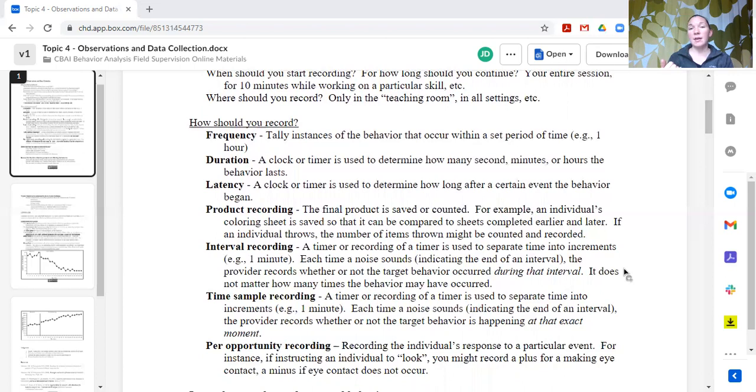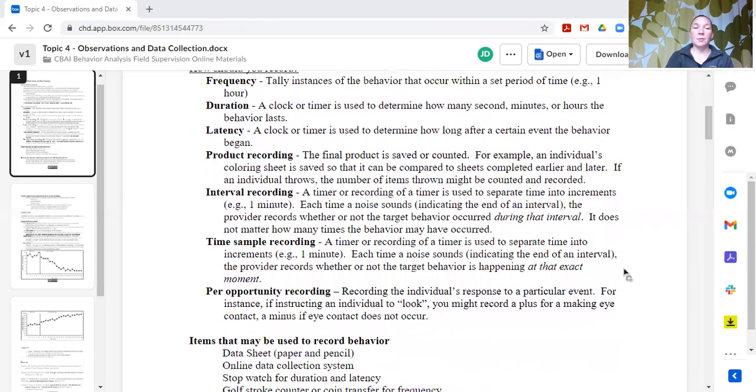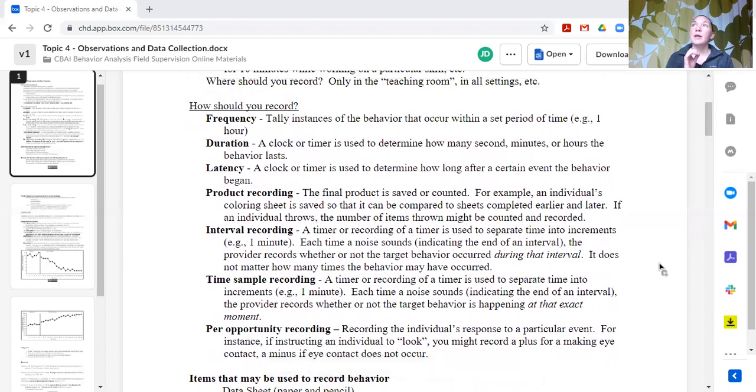Same thing with latency, though generally if we're talking latency, we're probably talking smaller amounts. So you might not need hours for latency, probably seconds and minutes. When we talk here about intensity measures, we're generally going to rate those on a rating scale. So you would have a rating scale, 1 through 5 or 1 through 10. You'd have each of those numbers outlined, and you would write down the number for that intensity.